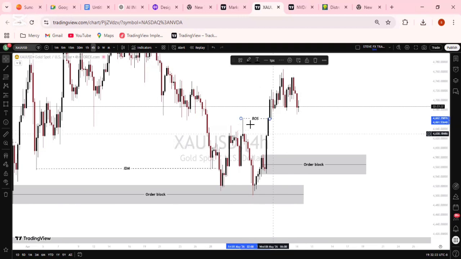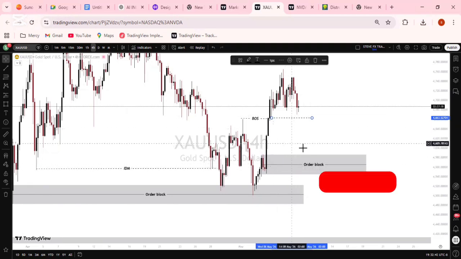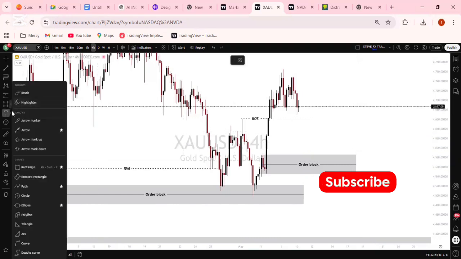If we check this particular area over here, we can see that we are having a break of structure. This is our liquidity, or this point is a liquidity zone, and also we are having an imbalance, and the order block below. So this becomes our point of interest for gold.